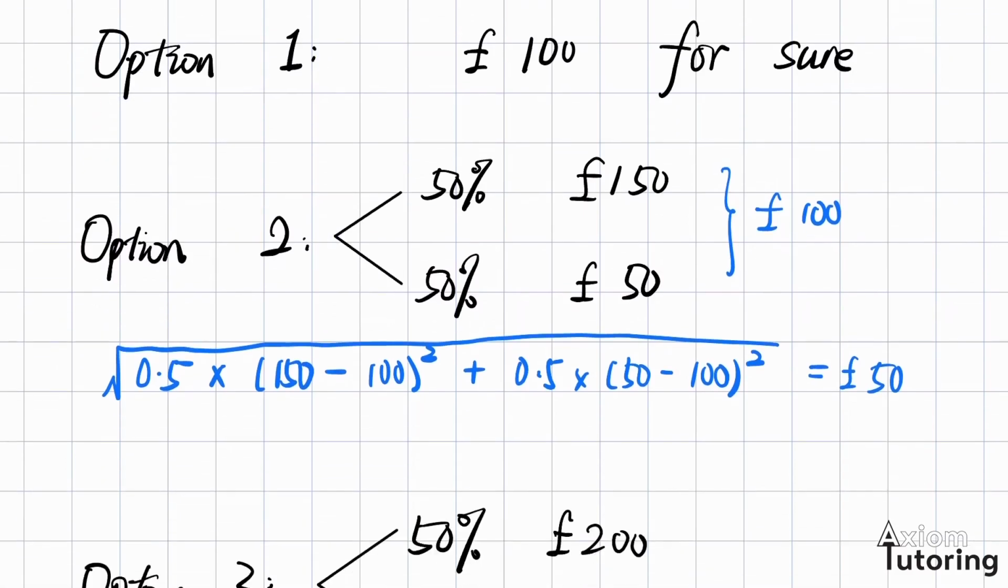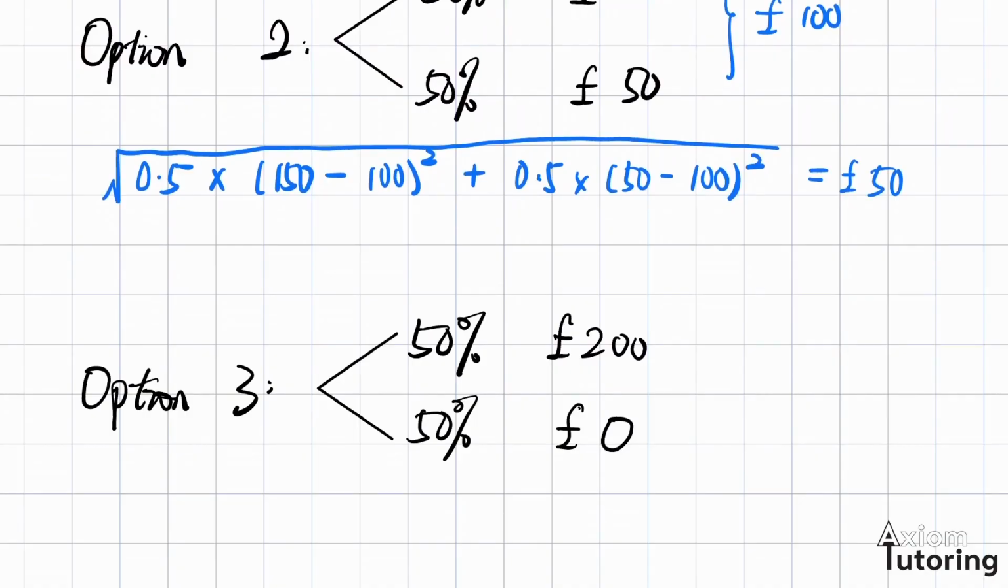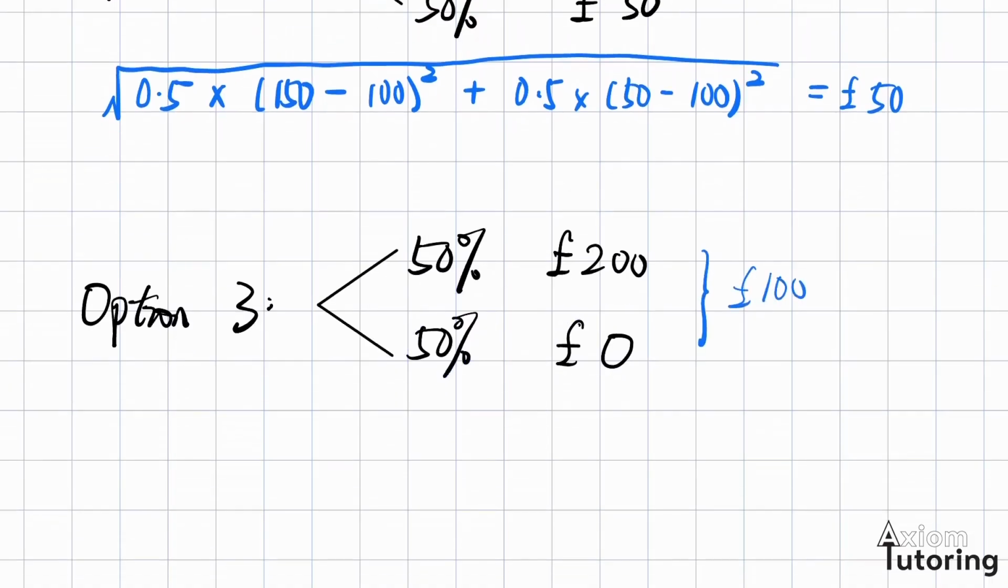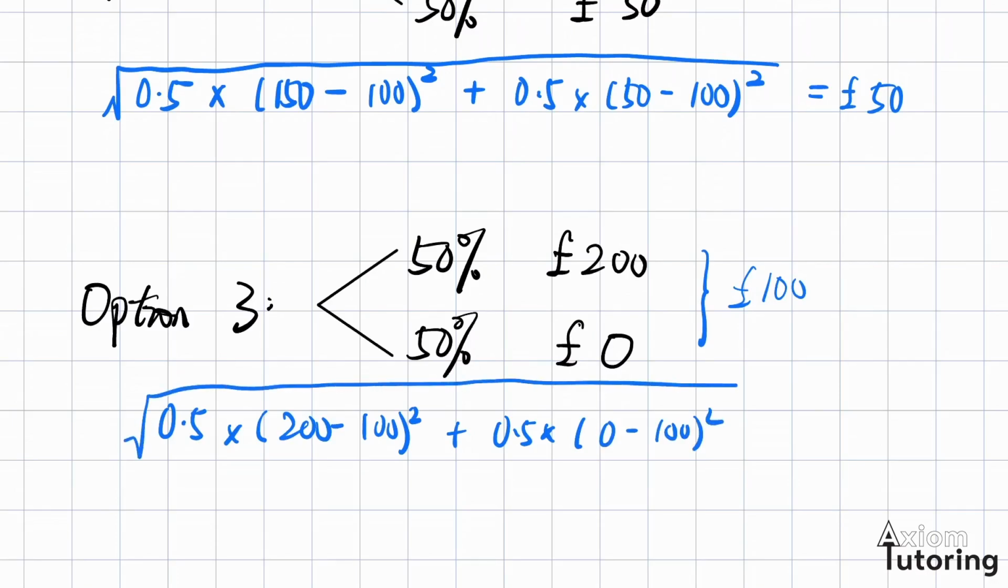So let's take a look at an even more extreme example. If I have option 3 over here, I have 50% probability that I'll get £200, and also 50% probability that I'll get nothing. So on average, still, it's £100. But the risk involved with this option would be 0.5 times 200 minus 100 to the power of 2, plus 0.5 times 0 minus 100 to the power of 2, and take the square root of that, and you'll find the risk of this option is going to be 100. And it's exactly the deviation of each of the results from the average.